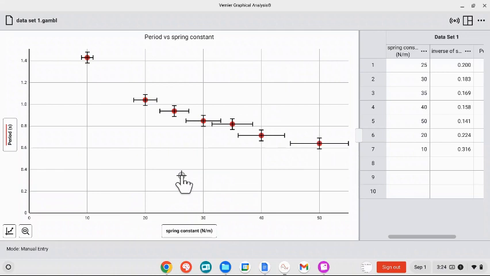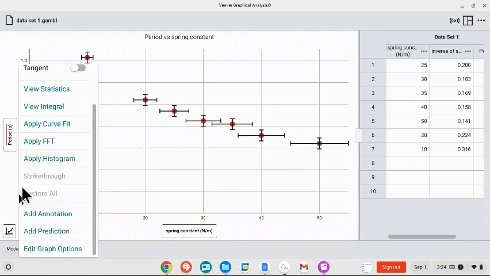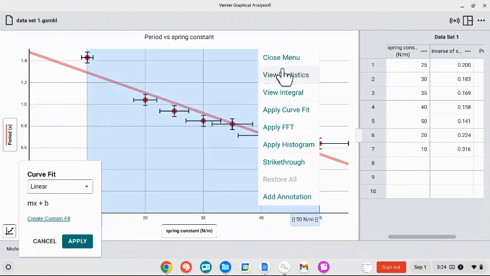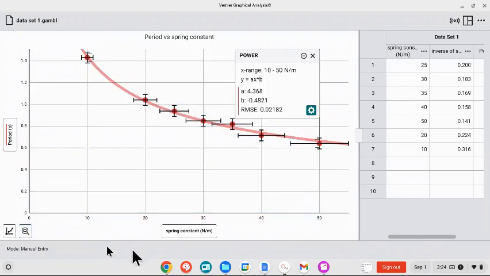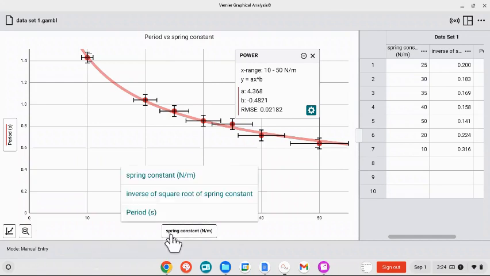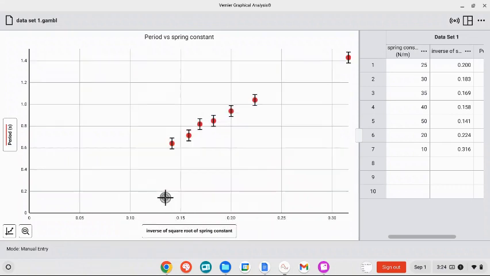We'll go ahead and display the spring constant again and put that power fit back on. Again, we'll see that the period, y, is directly proportional, that's what the equal sign means, to some variable x, which is the spring constant, to the power. And that power, again, is the inverse square root, or the negative 0.5.